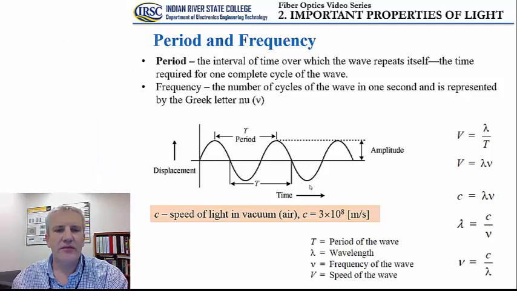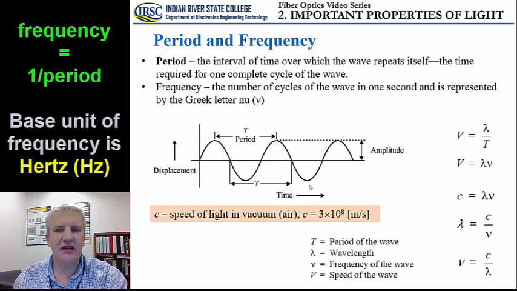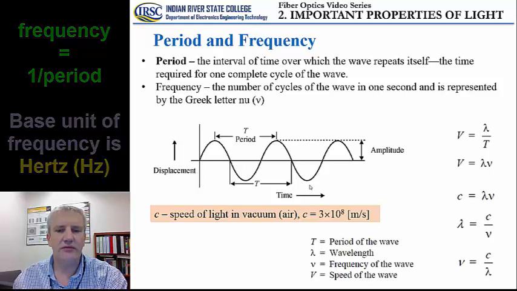The number of cycles, or number of peaks, that occur within 1 second is the so-called frequency. So there is a certain correlation between the period and the frequency. The period represents the interval of time over which the wave repeats itself, while the frequency represents the number of cycles of the wave in 1 second. We use the Greek letter nu, or very often the letter f, to represent the quantity of frequency.